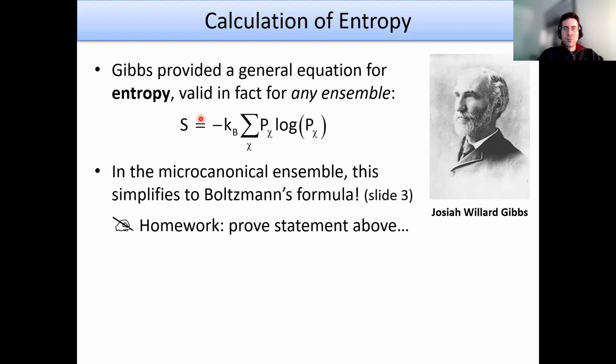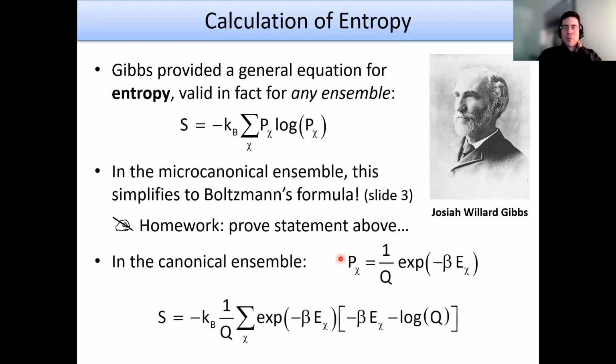Now, I would like you to do as homework this proof here, so that in the microcanonical ensemble, this equation simplifies to the Boltzmann formula. I don't know if anybody did this, because presumably you had watched at least some of the lectures and you might have tried it. Did you try to do this? No? That's fine. It's very easy to prove. So do it as homework just to convince yourself that the Boltzmann formula and this are the same for the microcanonical ensemble.